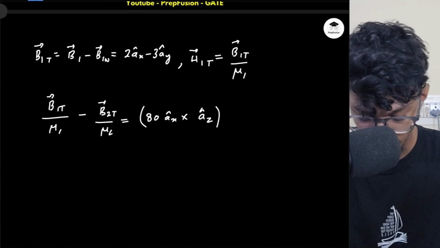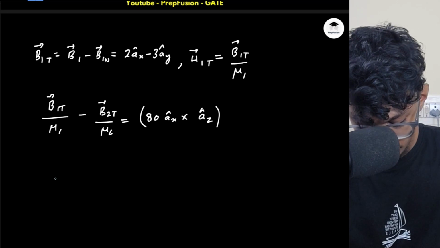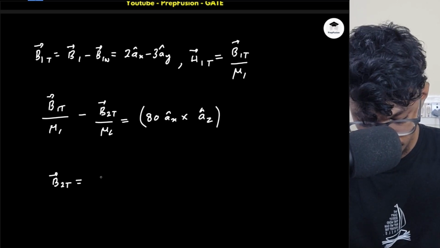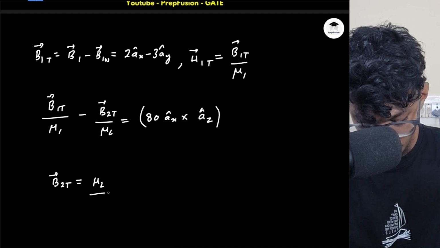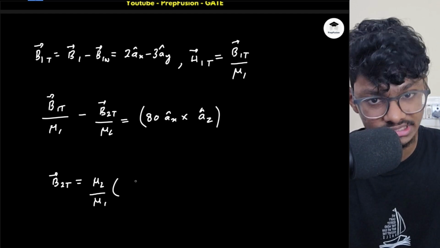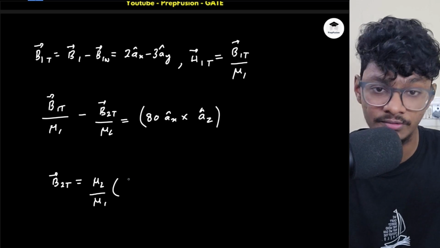Okay, we will not do anything with the units right now. So my B2T will become what? B2T will be equal to mu2 by mu1. So see how I am solving? This is how you solve in the examination hall as well. You don't put the values in early, you put the values at the end.